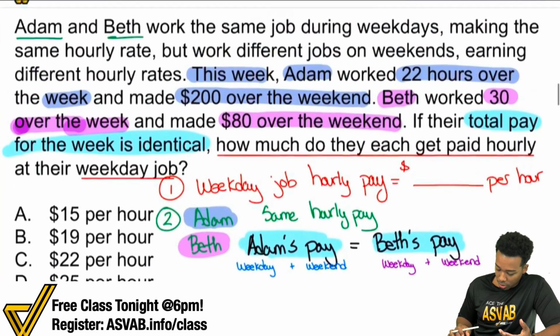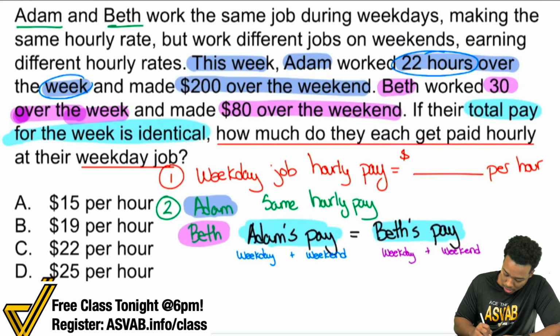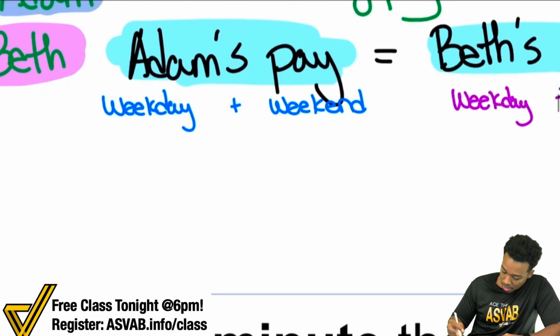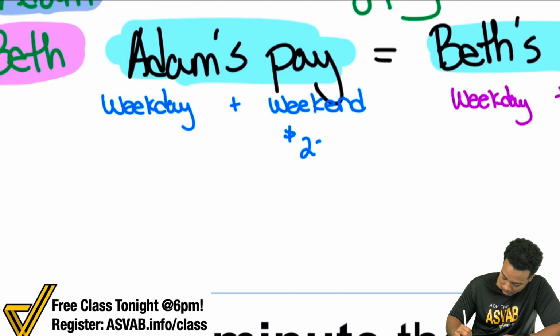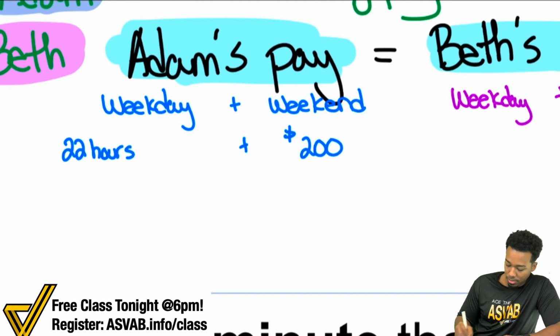So for Adam, I'm going to just add in all the information in here. I see that Adam worked 22 hours over the week and then the extra 200 over the weekend. So I see here the weekend was 200 for Adam. The weekday was 22 hours. But that doesn't make sense. How can we add hours with money? That doesn't make sense, right?